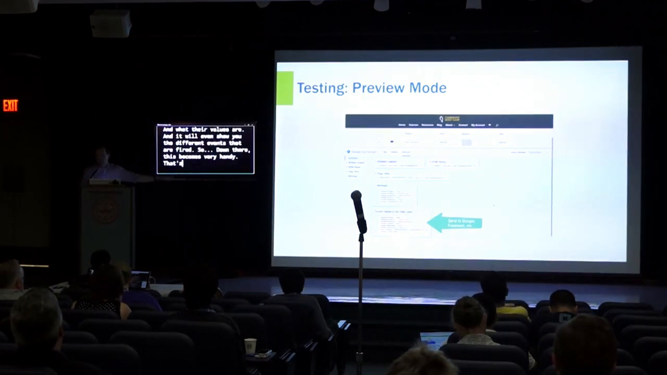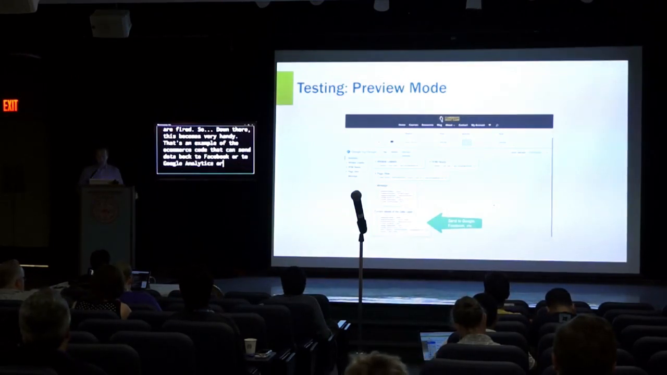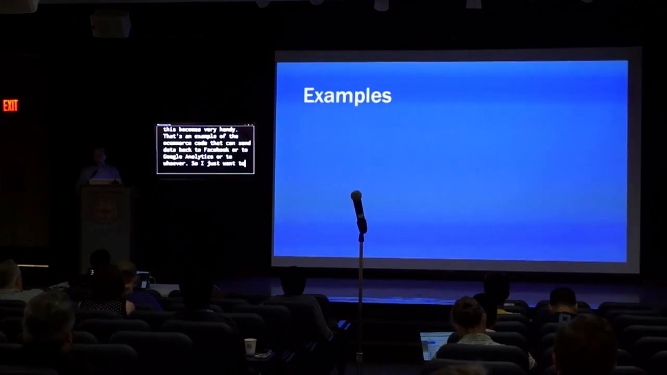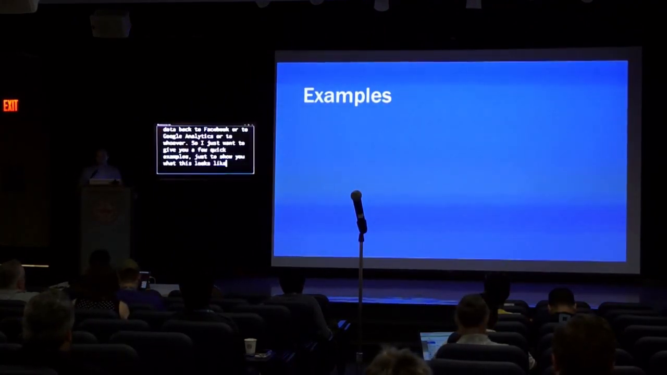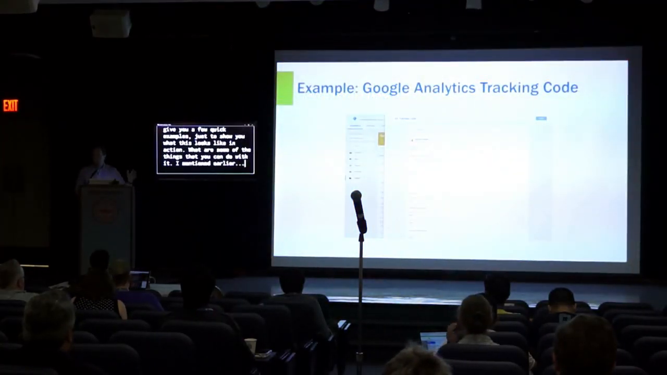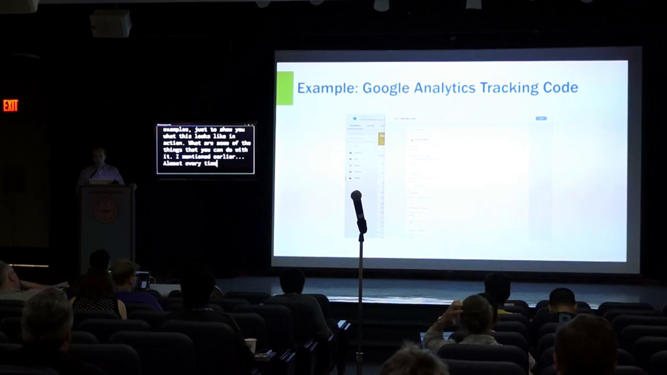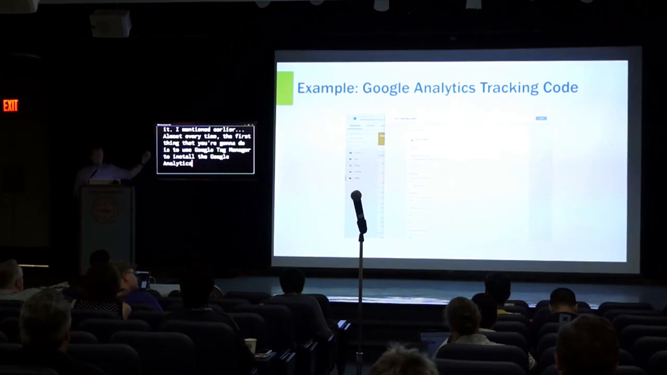That's an example of the e-commerce code that can send data back to Facebook or to Google Analytics or to whoever. So I just want to give you a few quick examples just to show you what this looks like in action. What are some of the things that you can do with it? I mentioned earlier, almost every time the first thing that you're going to do is to use Google Tag Manager to install the Google Analytics tracking code. So this is what it would look like.